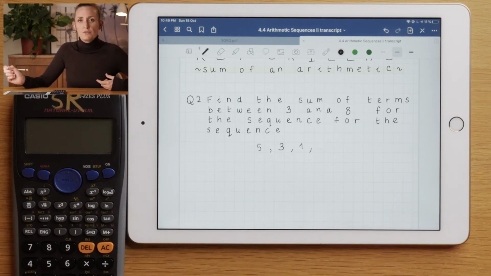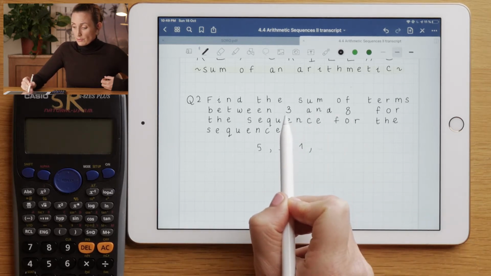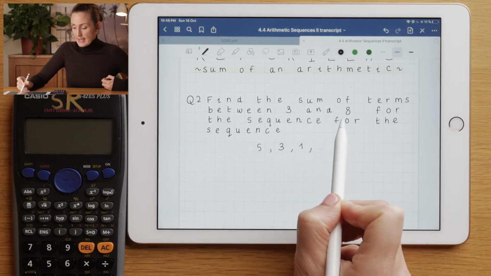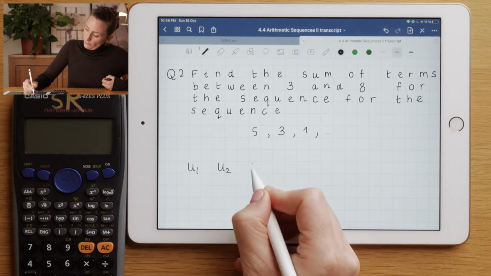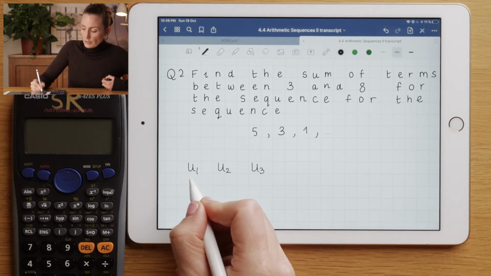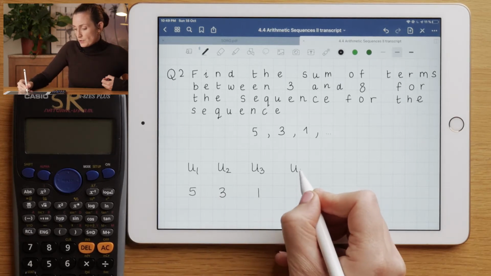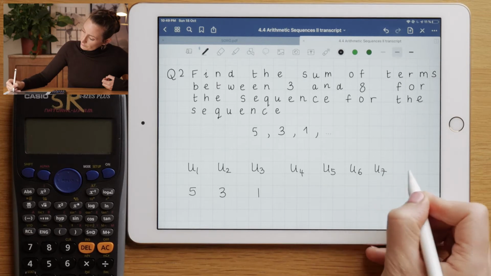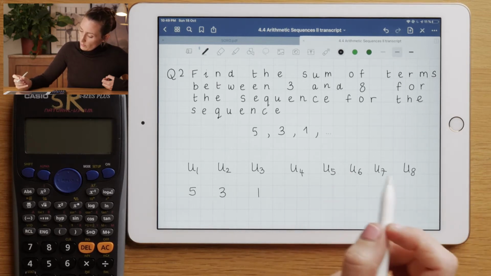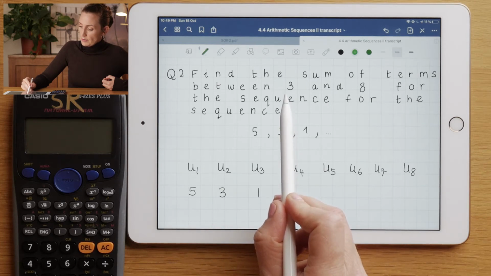In question 2, we've got something a little bit more complicated, because we've been asked to find the sum of the terms between 3 and 8. So what they actually want is, if you were to think, you've got all the terms, okay, so some of them we know, 5, 3, 1, some of them we don't know. But what they're actually asking us for is between 3 and 8.